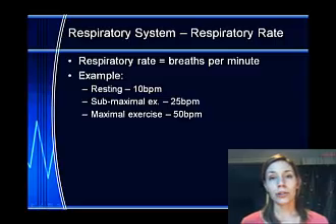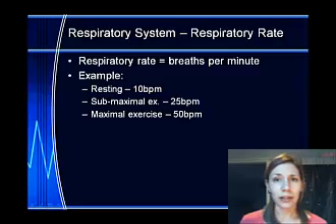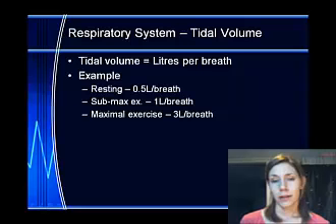If you are just sitting there watching TV, you're likely to do about 10 breaths a minute. As soon as you start to get up and start walking or gentle jogging, for example, so submaximal exercise, that will actually increase to about 25 breaths per minute. And if you start sprinting, that will increase again to about 50 breaths a minute.